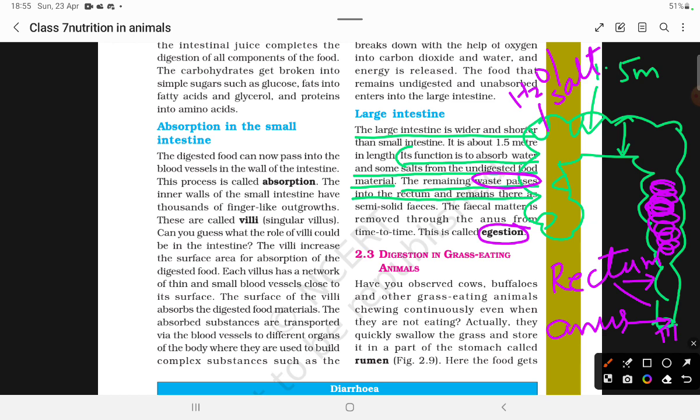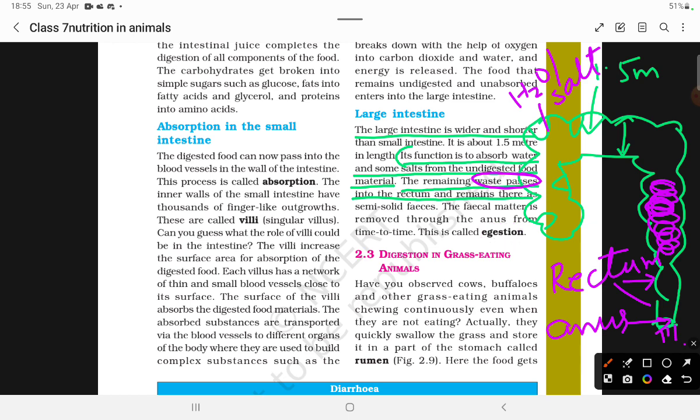So after the absorption of the food in the small intestine, it enters into the large intestine, where the water and the salts are absorbed. The remaining waste passes and gets stored in the rectum, and from the anus it is thrown out of the body as the fecal matter. So this was all about the digestion of food that takes place in the human body.